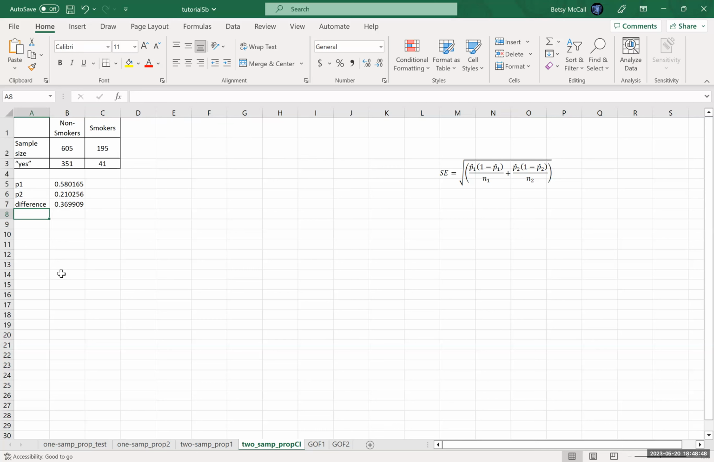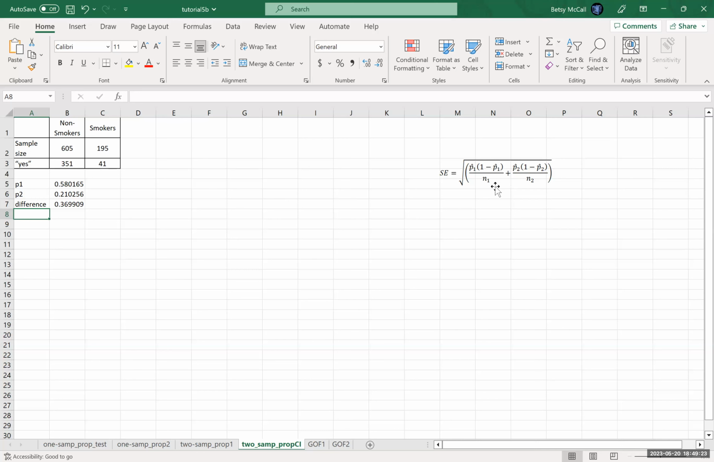Again, think about our sampling distribution. This 36.99% is essentially the mean of our sampling distribution. The way that we calculate the confidence interval is we calculate the standard error for that sampling distribution, and then we multiply that by a z-score that represents our confidence level. Then the mean minus that margin of error and the mean plus that margin of error gets us our confidence interval. Now, here is the formula for our standard error for the two-sample proportion test.